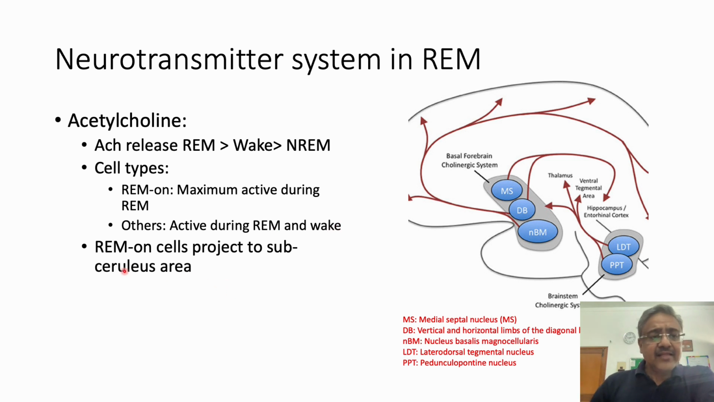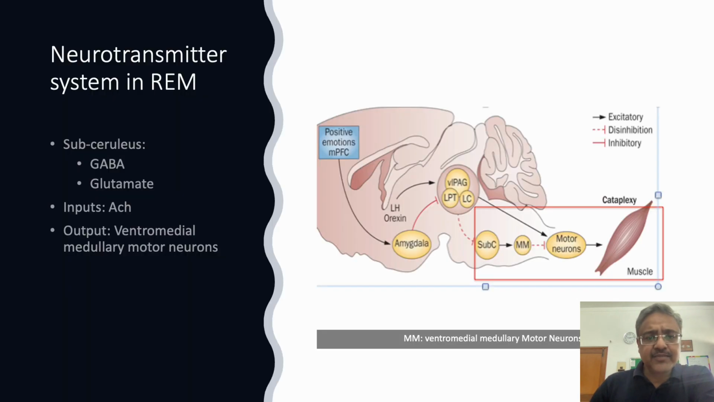Now these REM-on cells project to the subcoeruleus area, and this projection to the subcoeruleus area is responsible for the appearance of the atonia that we see during the REM. Now this subcoeruleus nucleus has glutamate, which then activates the neurons which send the inhibitory GABAergic signals to the motor neurons, and this is how the muscles become paralyzed during the REM sleep. And now these inputs are cholinergic in nature.